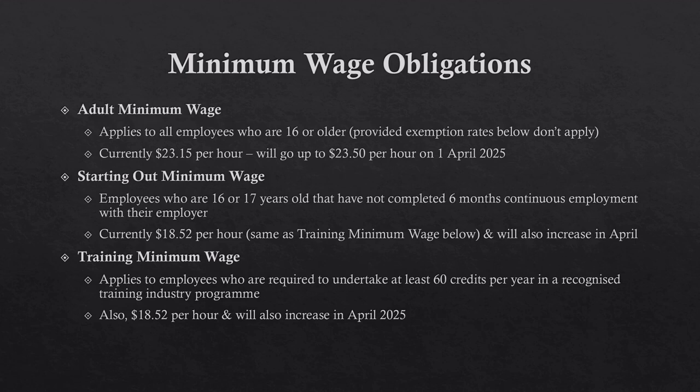So it's currently $23.15 per hour, the adult minimum wage, but that's set to go up in April, on the 1st of April 2025 this year to $23.50. And also the applicable starting out and training wage will increase by a similar margin. There's information on the slides there regarding the increases.